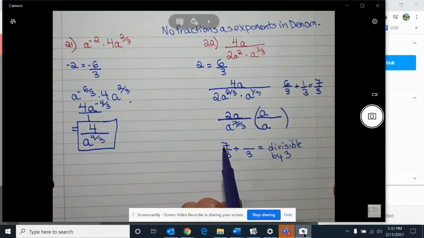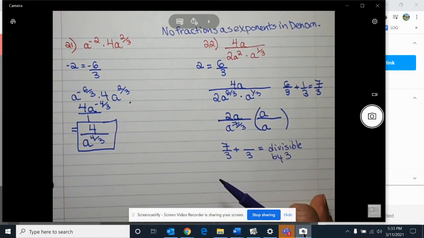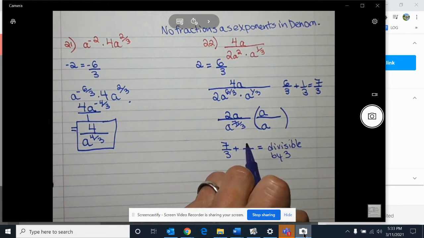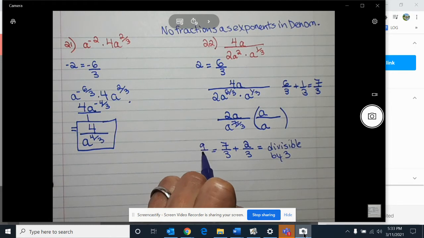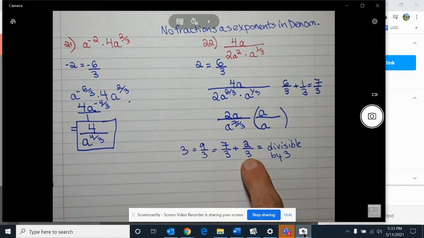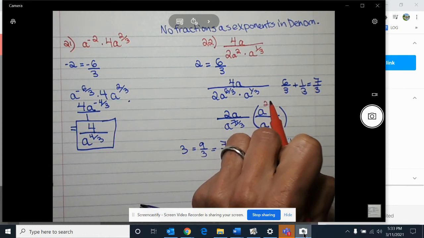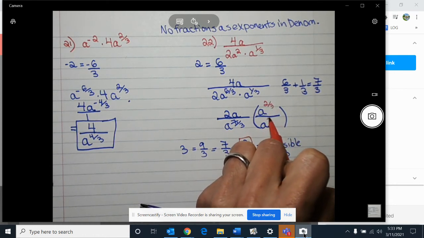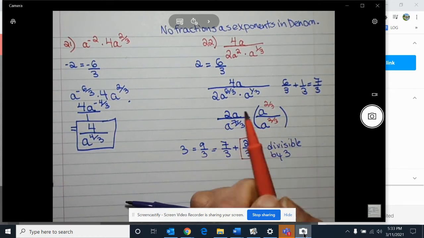So if we add 7 plus, say, 1/3, we get 8 divided by 3. That's not going to work. But if we add 2/3, notice we get 9/3, which is the same as 3. So we want to add 2/3. So that's why a to the 2/3 power divided by a to the 2/3 power is what we will multiply to this expression.